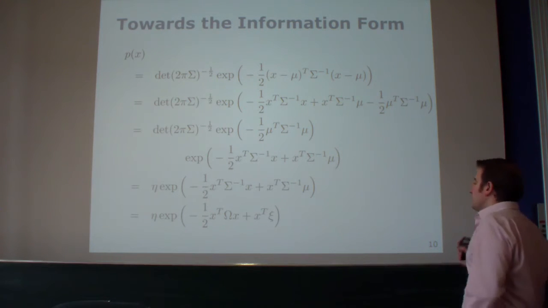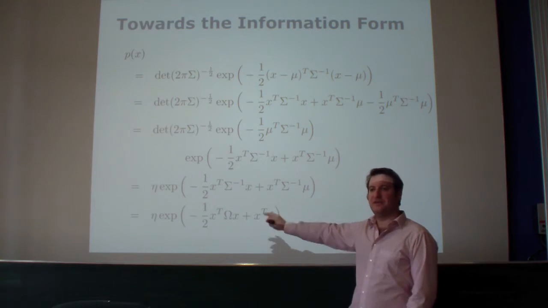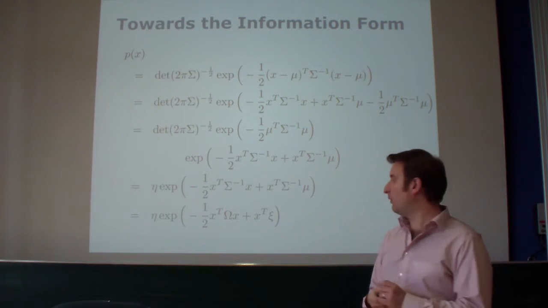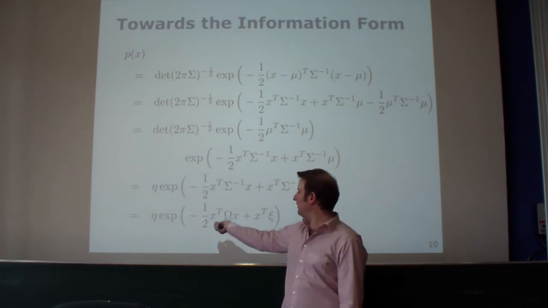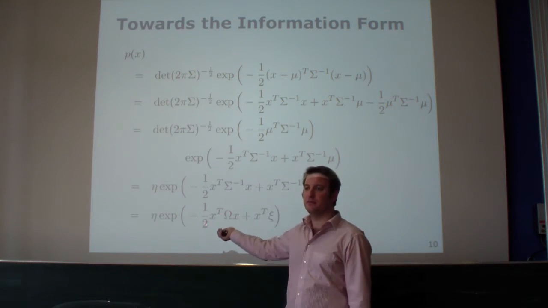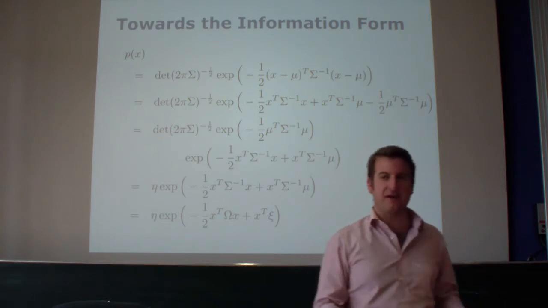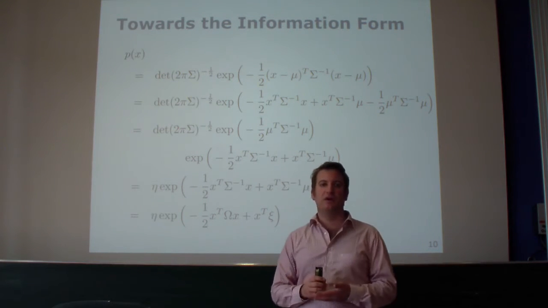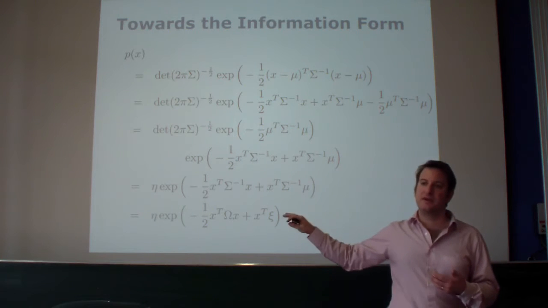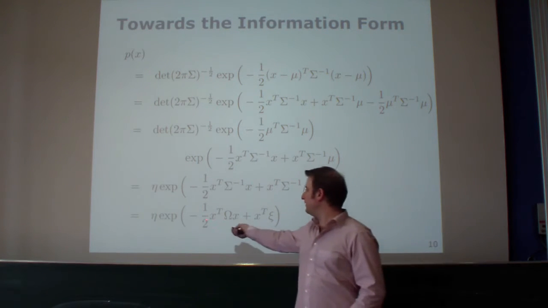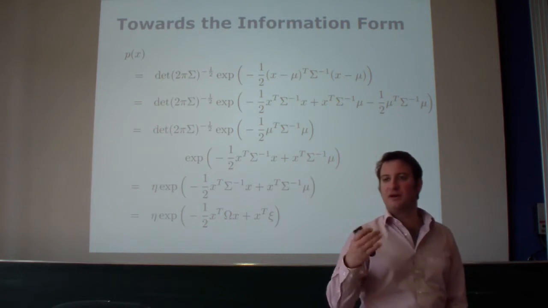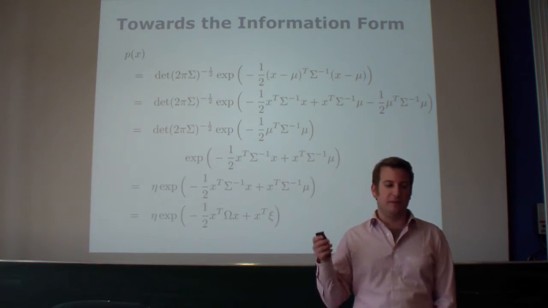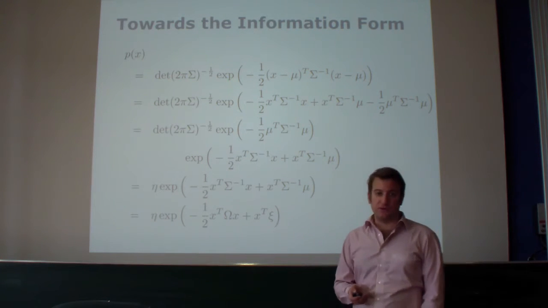One of the reasons why this representation is sometimes preferred over the moment representation is that this term over here is a quadratic form. It's a kind of function that has certain properties that we'll look into in more detail later on in the course. Also, if you interpret this as an optimization problem, then this quadratic form has certain nice properties that we're going to exploit. That's the reason why the information form is also an attractive form for doing certain operations.